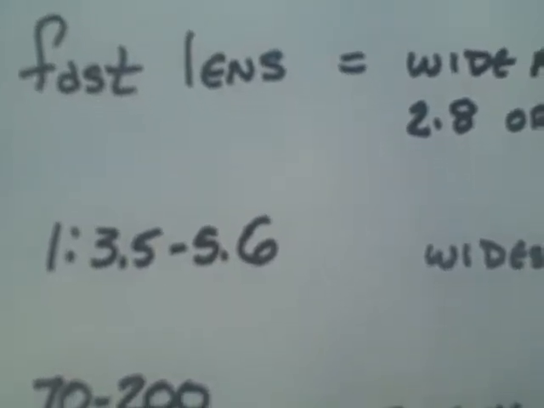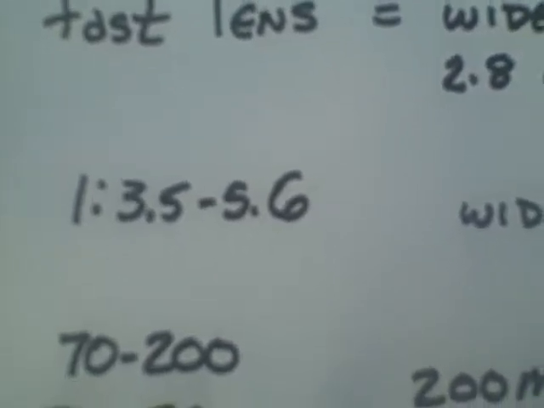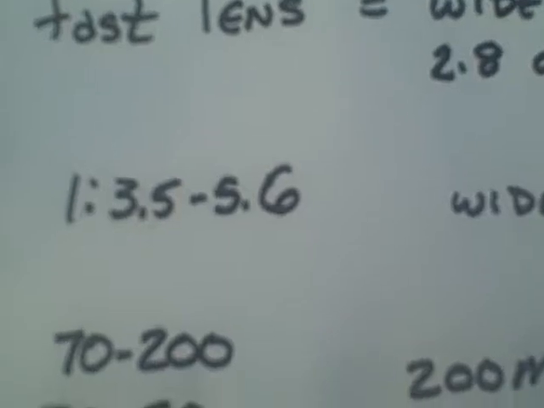If your lens is zoomed all the way in, it may be that the widest aperture it can have is 3.5. If it's zoomed all the way out, the widest aperture it can have then is 5.6. It's really important if you're shooting in low light to know what that is.